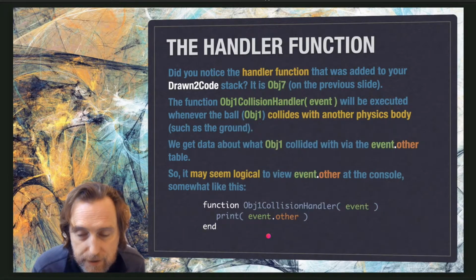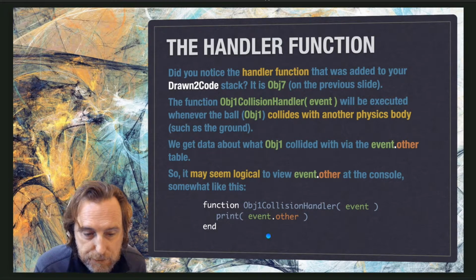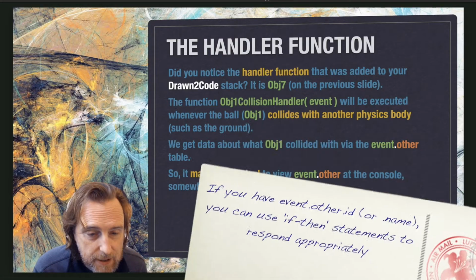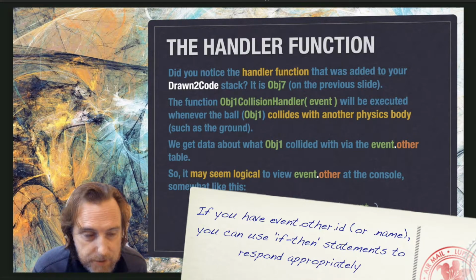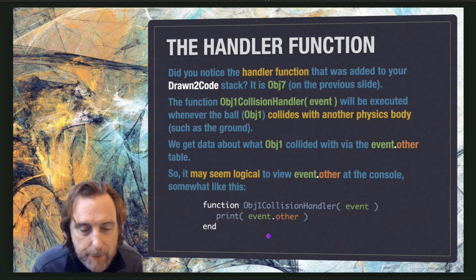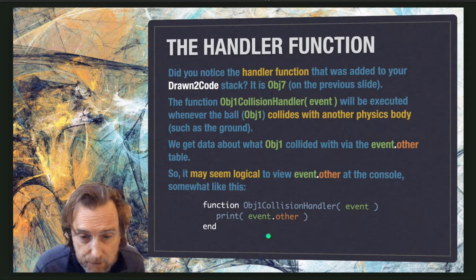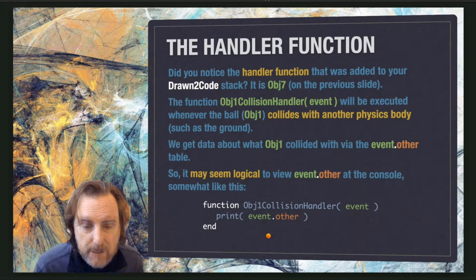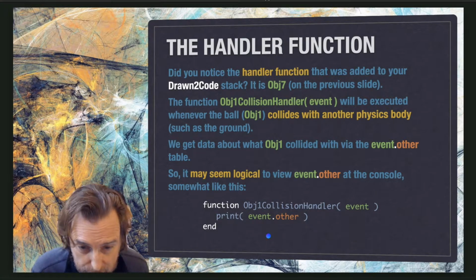And this is where, if you had multiple things for the ball to collide with, so that there were more than one potential event.other, then you would use an if statement to parse that out. You could say if event.other.id double equals object 2, that's the ground, then we'll make the ground sound. Or if it hits something else, the ID would be different, and you could play a different sound.